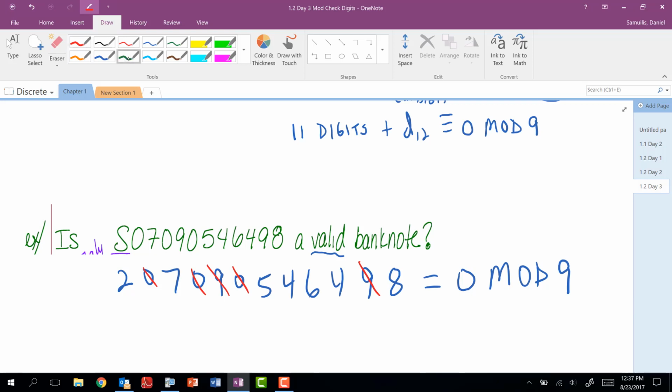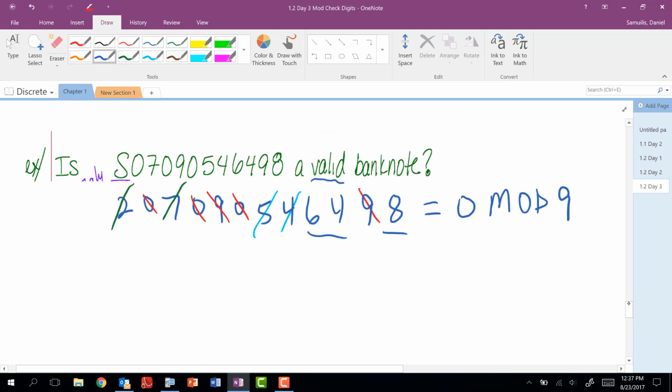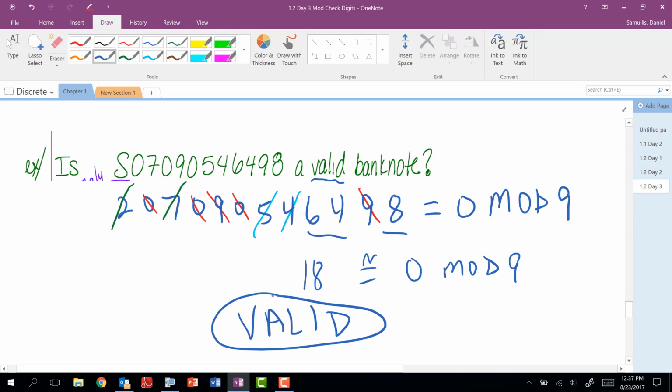Now I'm going to pick a different color. I didn't do this in the other hours. Hey, what's 7 plus 2? 9, Mr. Samuels. And then what's 5 plus 4? 9, Mr. Samuels. Okay, then I'm stuck with non-numbers or numbers that don't add up to 9. So now what I can do is add those up. All right, 6 plus 4 is 10, 10 plus 18. Is 18 congruent to 0 mod 9? And of course the answer is yes. So that means this is valid. It fit and worked in the scheme that is specific to a Euro banknote.